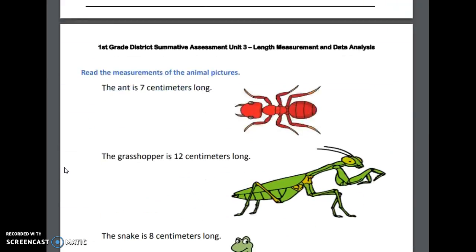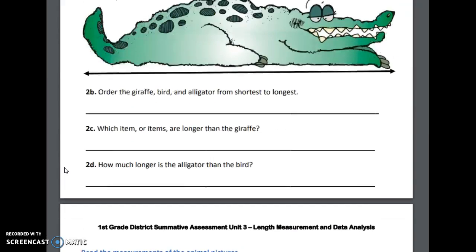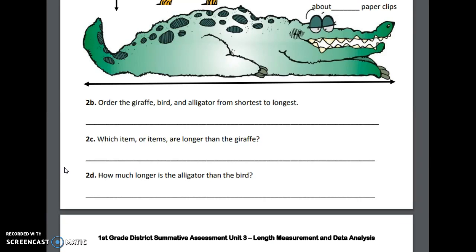Okay, the next question says, which item or items are longer than the giraffe? So you're going to write on the blank the names of the animals that are longer than the giraffe.